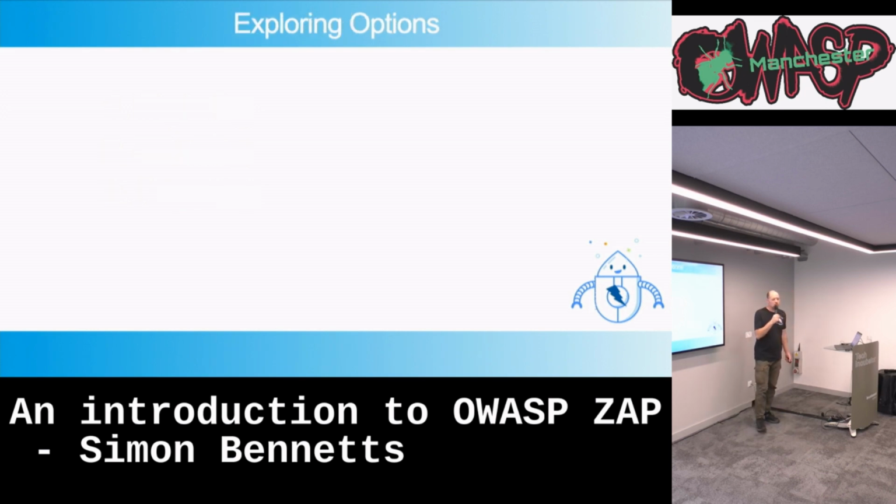So one of the key things with dynamic application security testing, which is what ZAP does, is how you explore your application. This is absolutely key. If you don't explore your application effectively, then ZAP won't know about the stuff it doesn't know about and won't be able to attack it. So exploring is really important.